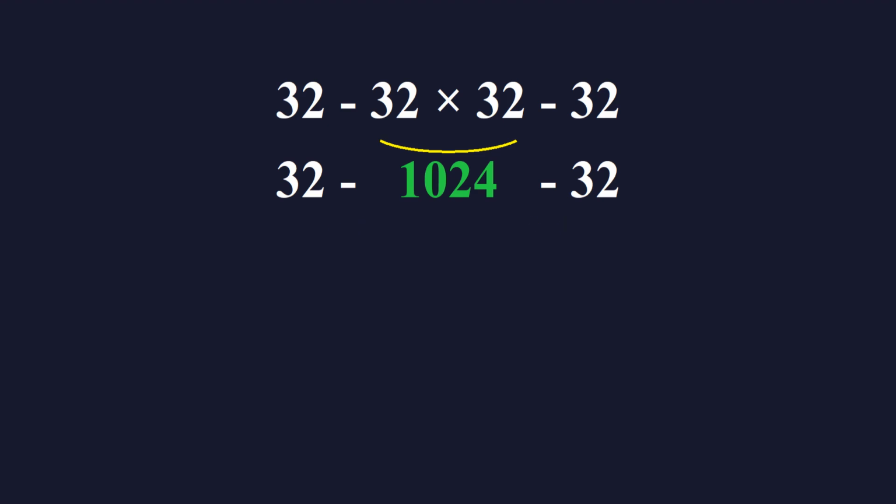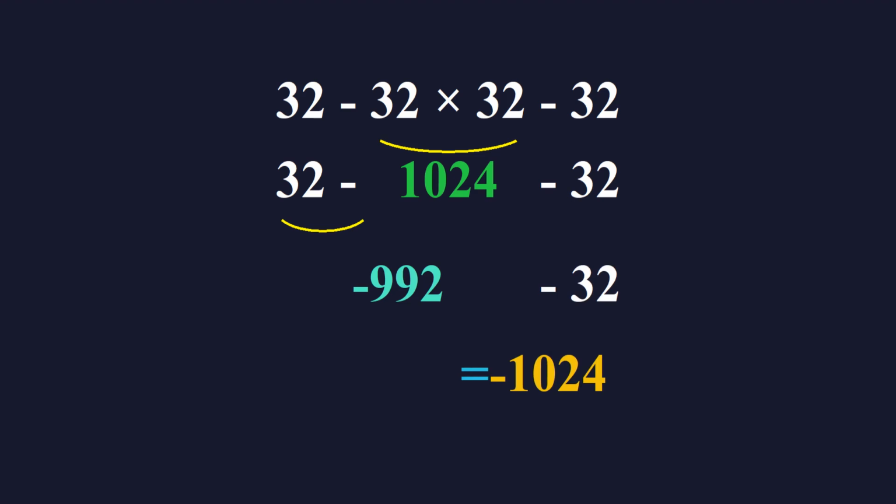So 32 minus 1024, which equals minus 992. So we have minus 992 minus 32, which equals minus 1024. And this is our final answer for this problem.